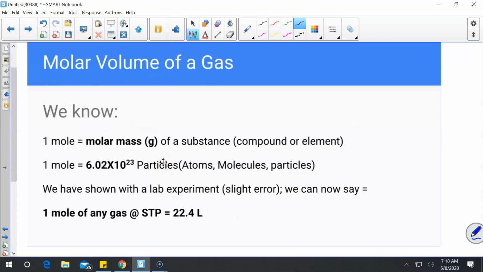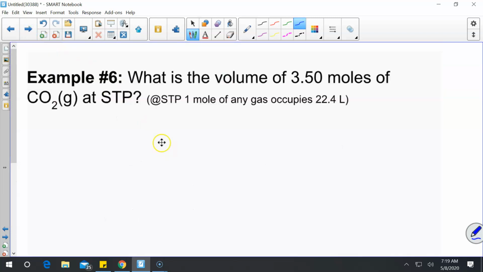So just relating this to some other substances. We know we can do molar masses of a substance, a compound or an element, and this would be a solid. We know 1 mole is this many particles, Avogadro's number. We've also shown you that lab experiment. I did have some error in there. That was about 6%. And we can say that 1 mole of any gas at STP is 22.4 liters. So that's going to be our conversion that we're going to use for our gases.